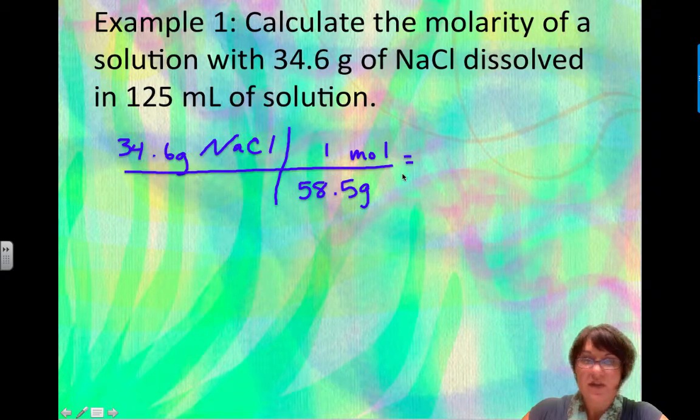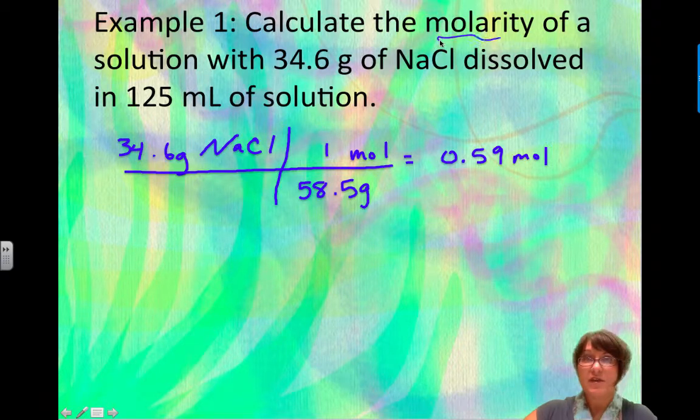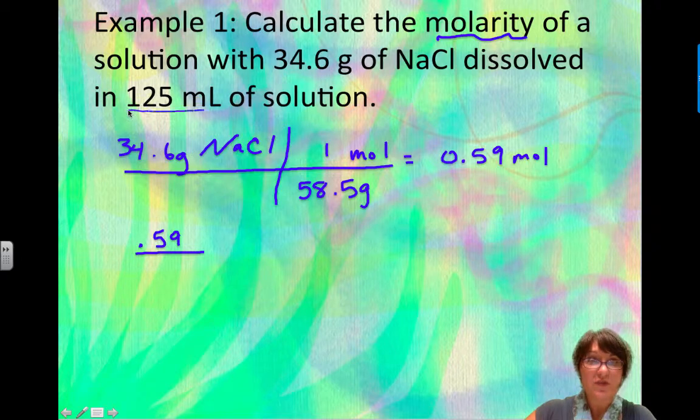So now I multiply the top times the top, and I divide by the bottom. Get your calculator out and check my math, because there's a chance that I could make a mistake. I got 0.59 moles. But I'm not done answering the question yet. I need the molarity, so I need moles per liter. So I take my moles divided by the liters. I was given 125 milliliters. To convert milliliters to liters, I need to move my decimal over 3 times.